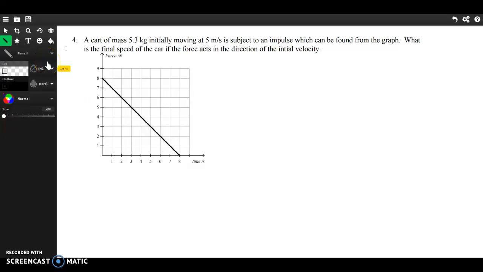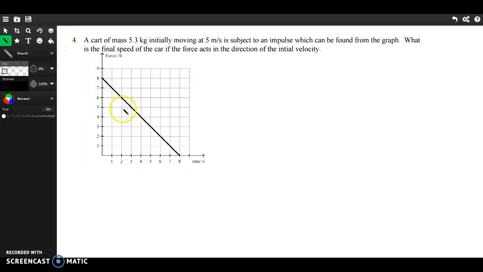Alright, so let's get started on FRQ number 4. This takes the concept from the last problem and builds off of it and uses it to solve a problem. The question asks: a cart of mass 5.3 kilograms initially moves at 5 meters per second and is subject to an impulse which can be found from the graph. What is the final speed of the cart if the force acts in the direction of the initial velocity?